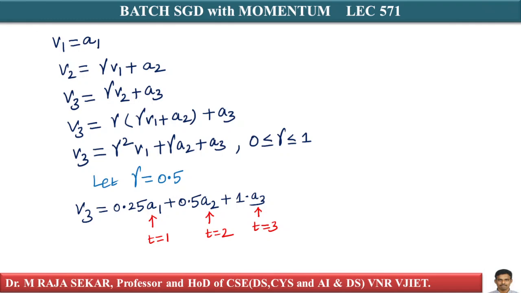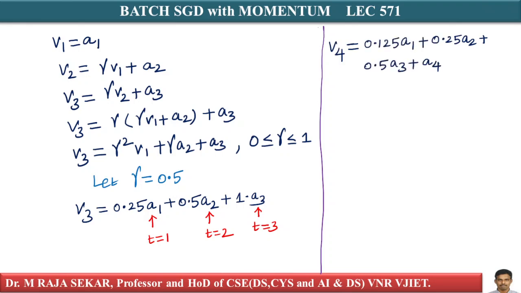The next recent point I am giving lesser weight. Next point I am giving still lesser weight, isn't it? Now what happens? V4 can be written as V4 is 0.125 A1 plus 0.25 A2 plus 0.5 A3 plus A4. So I am getting more weight for A4, less weight to A3, still lesser to A2, still less to A1.